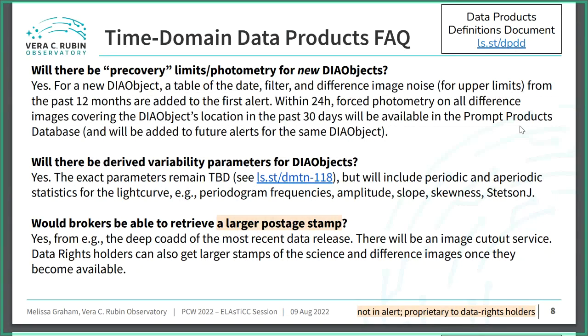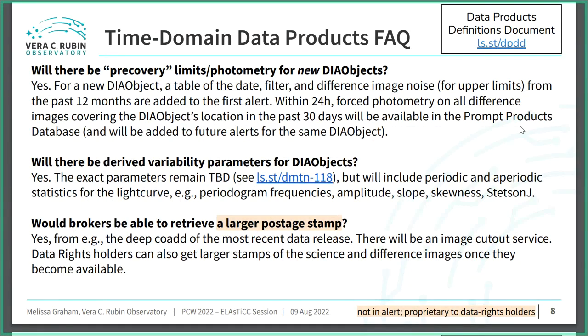For example, from the Deep CoAdd from the most recent data release, that's probably the easiest thing to use. There will be an image cutout service. There's a prototype of that ready now, which we're starting to use with DP0. I haven't actually touched it yet to see what it's like, but it does exist. And that's for data rights holders, right? Because it's the 2-year proprietary period.